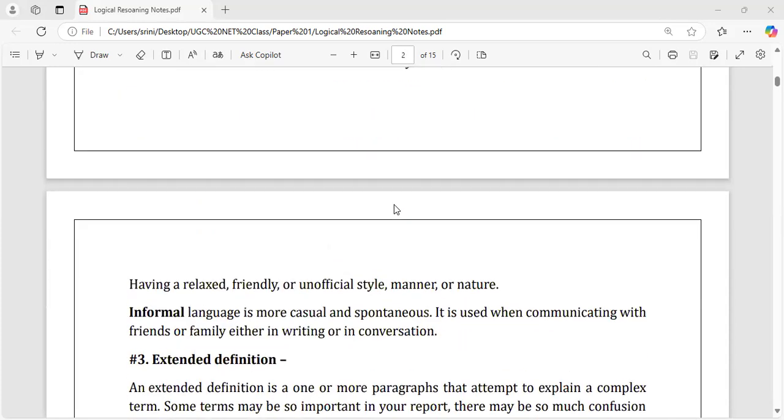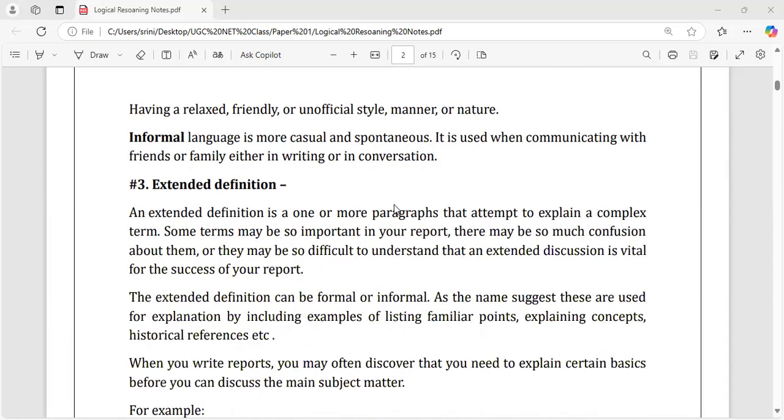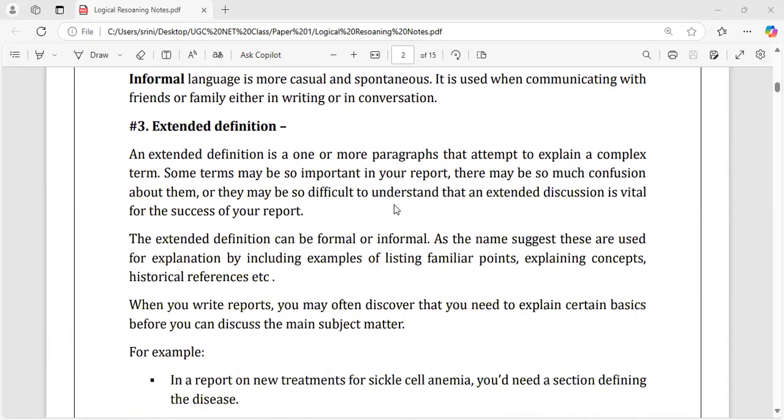So we use something to describe the characteristics. We use something to make the unknown known. So we use known words to explain unknown words. That is informal definition. Extended definition is one or more paragraphs that attempt to explain a complex term.